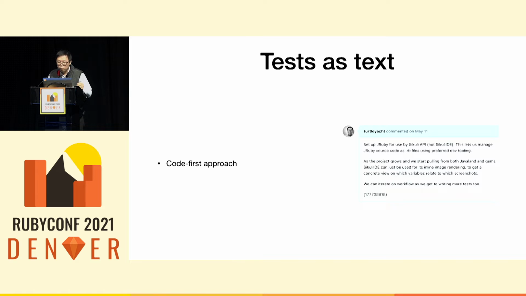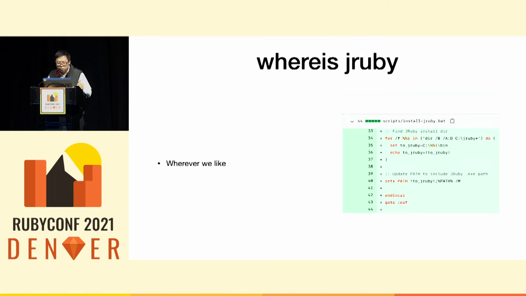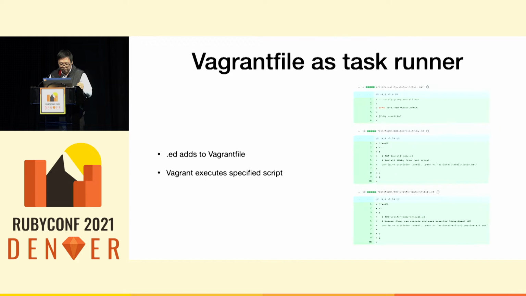We are finally at JRuby, the text approach. We can diff tests as text and organize a software architecture around a programming language. Here we install JRuby from the internet and specify the Java home environment variable. The script to install JRuby continued, setting the path after we find the latest JRuby installation directory. As before, .ed files to transform the Vagrant file with a script to execute, and the JRuby setup and verification steps.